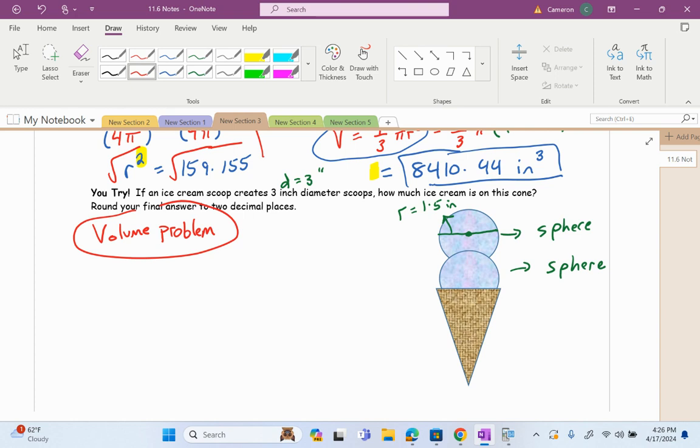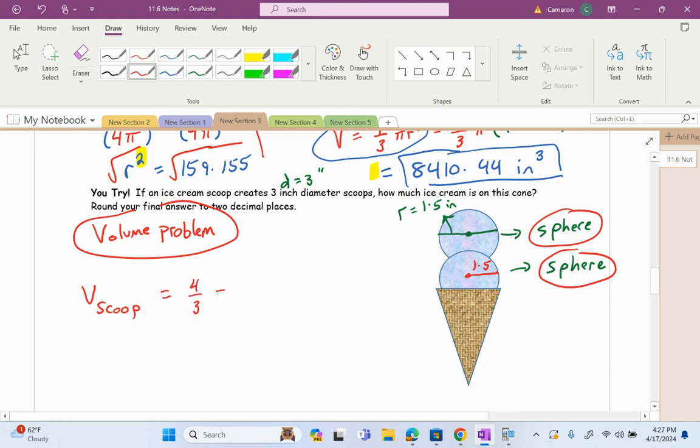Well, we have two spheres. So we could find the volume of this first sphere and the volume of the second sphere and add them together. But notice it's the same sphere twice. This one also has a radius of 1.5. So all I'm going to do is find the volume of a scoop, and I'm going to double my answer. So this would be one scoop of ice cream. 4/3 pi radius cubed. Instead of putting in 3 for the diameter, I'm going to put in 1.5 for the radius. Let's see what that gives us.